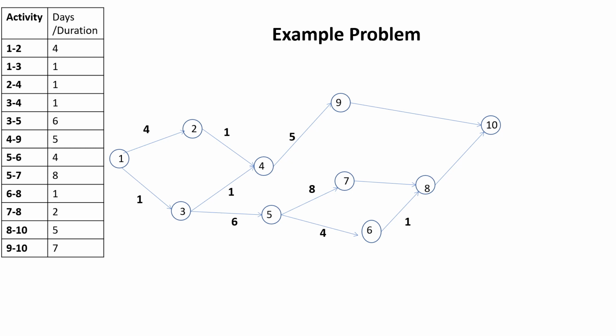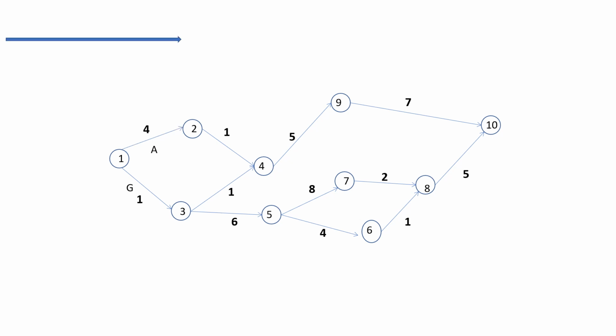Duration for 6 to 8 activities is 1 day. Duration for 7 to 8 activities is 2 days. Duration for 8 to 10 activities is 5 days. And duration for 9 to 10 activities is 7 days. So here we have the complete network diagram for the project. Now let us move to the next step.